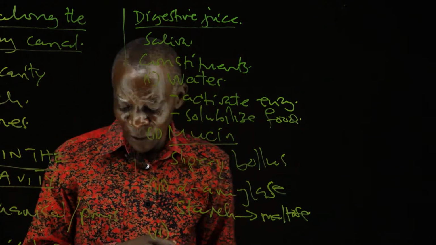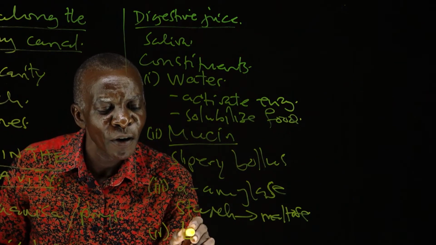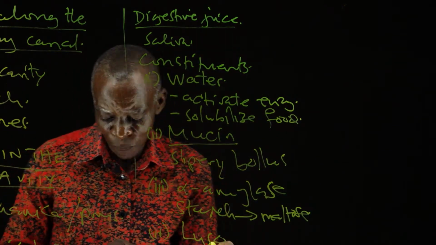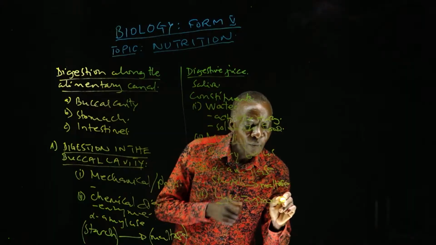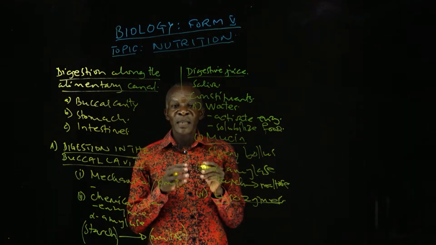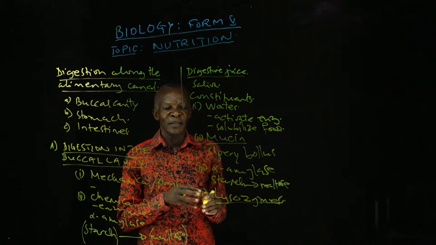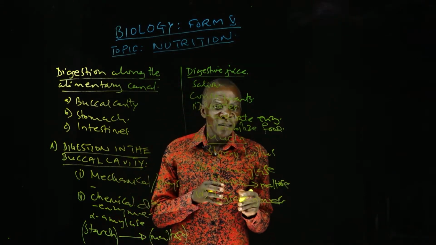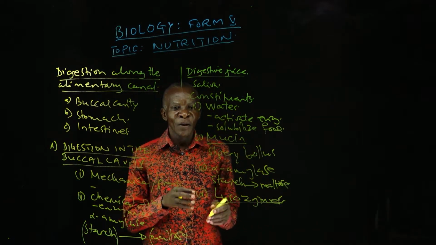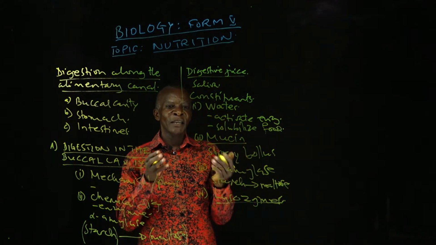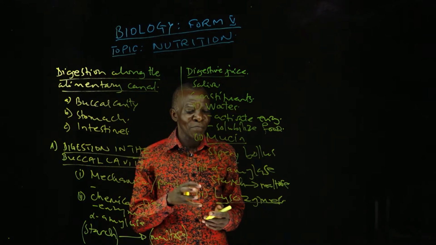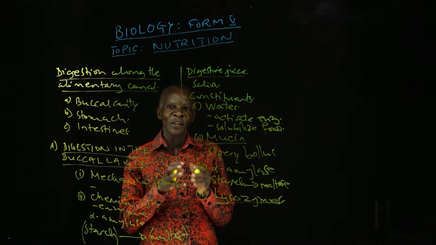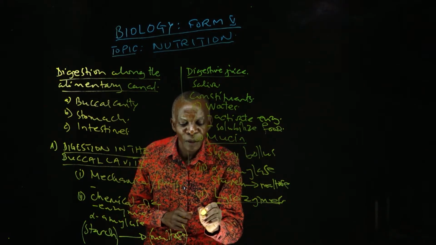The fourth component we have is lysozymes. These are antibacterial chemical substances that destroy bacteria which happen to contaminate the ingested food, by catalyzing the destruction of the cell wall.